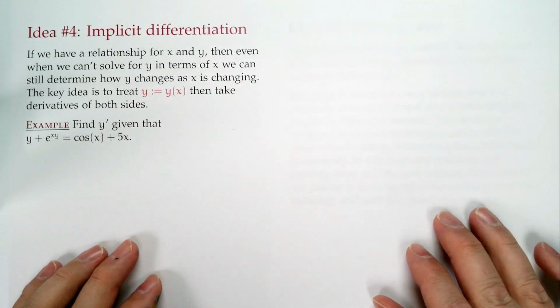So let's move on to our next big idea. And this is sort of a smaller big idea. So what's our next one? Let's talk about implicit differentiation.